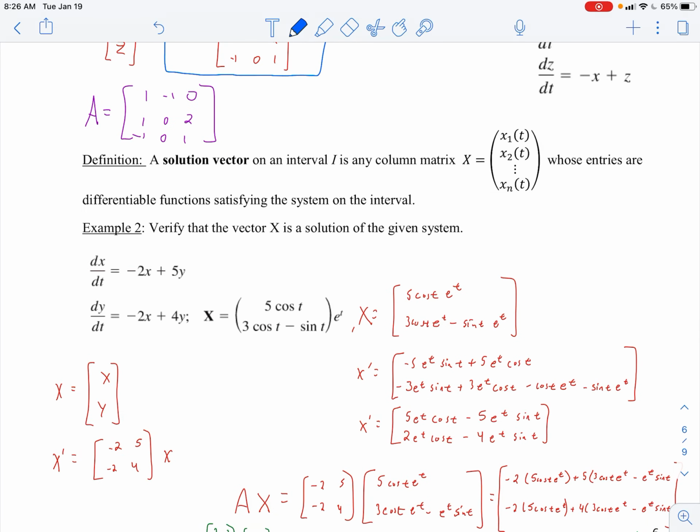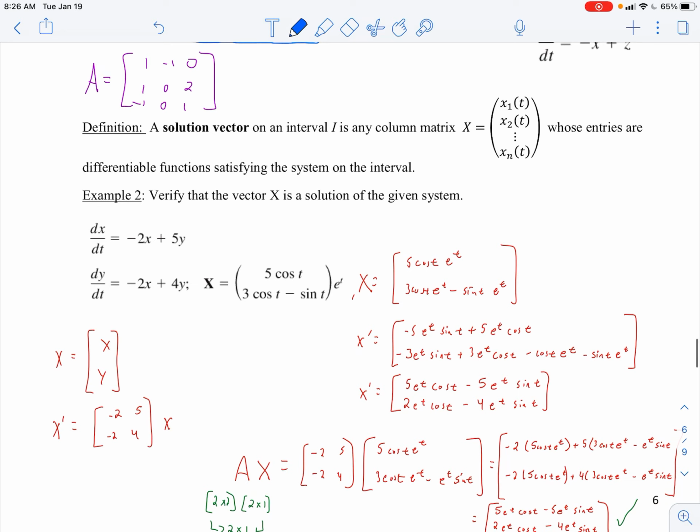A solution vector on an interval I is any column matrix X whose entries are differentiable functions satisfying the system on the interval. So now I'm going to give you a solution, and I just want you to verify that we have a solution. That's all this is. So we're going to start off with our system of differential equations.